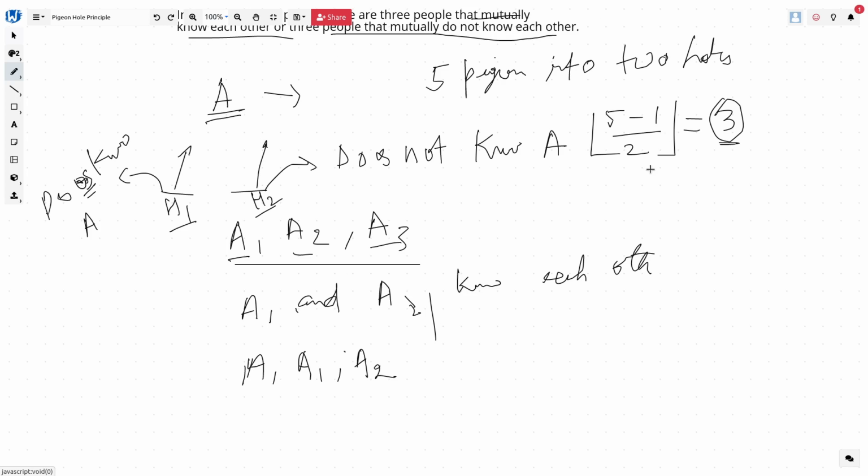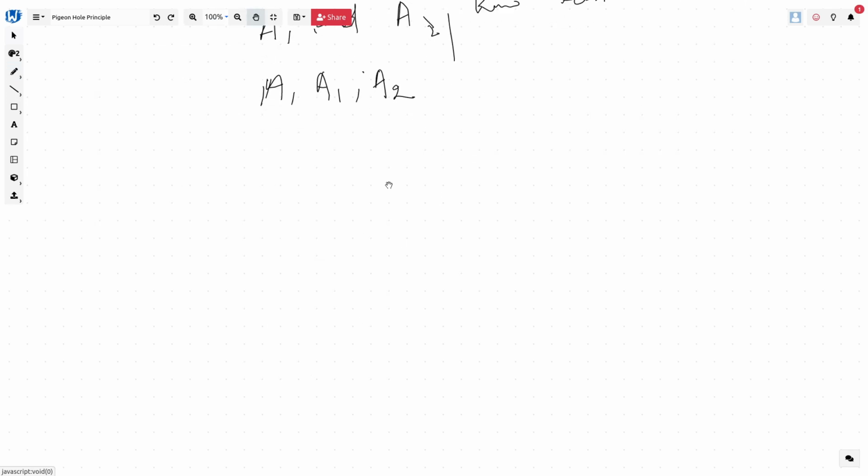The next principle which we will be discussing is the inclusion exclusion principle in the next session, right?